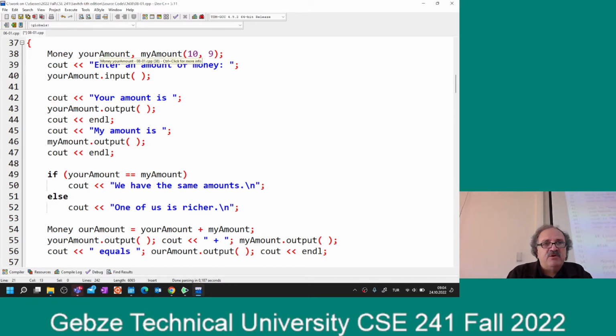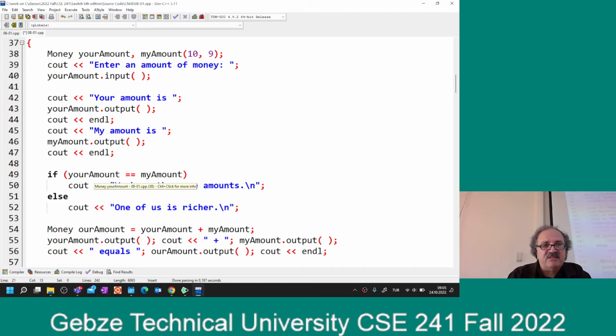Without looking further at my source code, we have your amount and my amount. Your amount is obviously 0.0. My amount is $10.09. I get your amount from input, and output is there. Your amount output will be printed on the screen. My amount will be printed on the screen too.